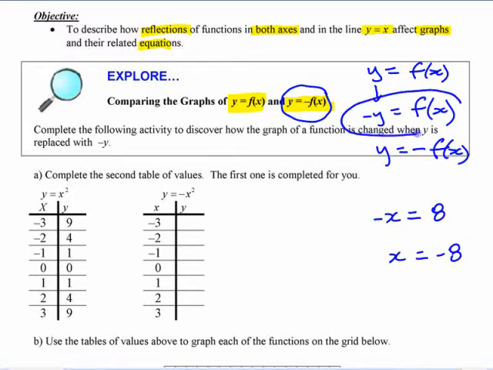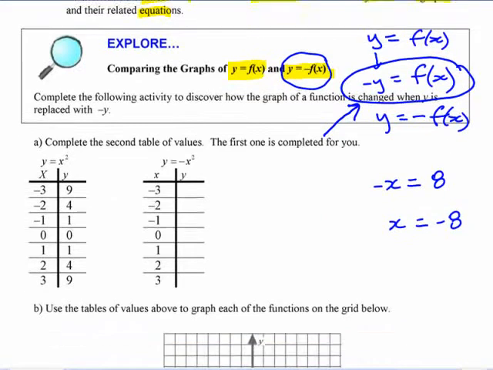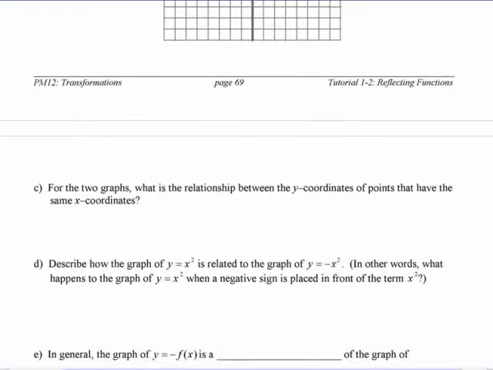The advantage to this is, I will tell you up front because it's not really discovering it, this is going to be a change on the y values because it's outside of the function, just like the translations were.